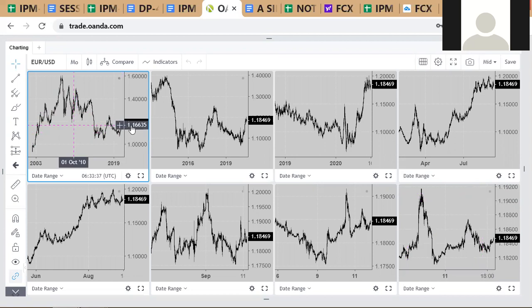But these are multiple time frames. The data range keeps getting smaller as you move from here to here. So this is an example of a multiple time frame chart.